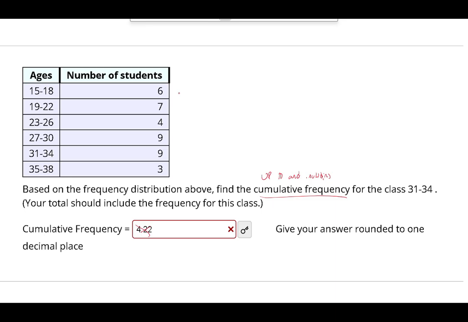So we would have 6 plus 7, which would be 13, plus 4, which would be 17. 17 plus 9 would be 26. 26 plus 9 would be 35. So the cumulative frequency for the 31 to 34 class, would be everything up to and including, would be a total of 35.